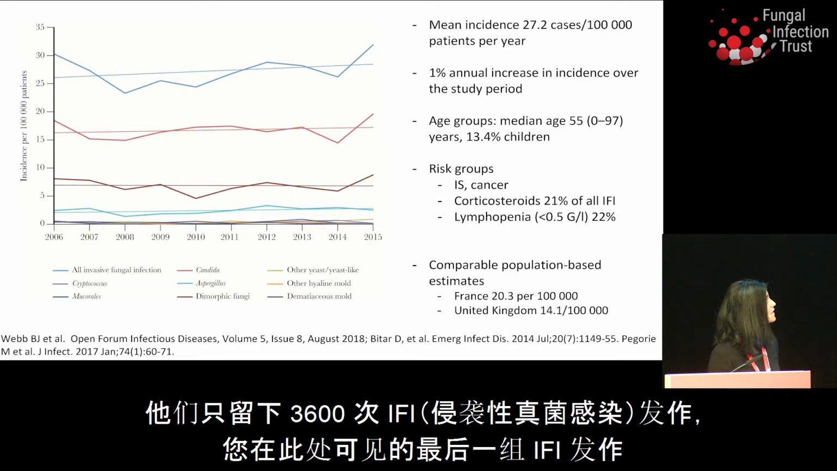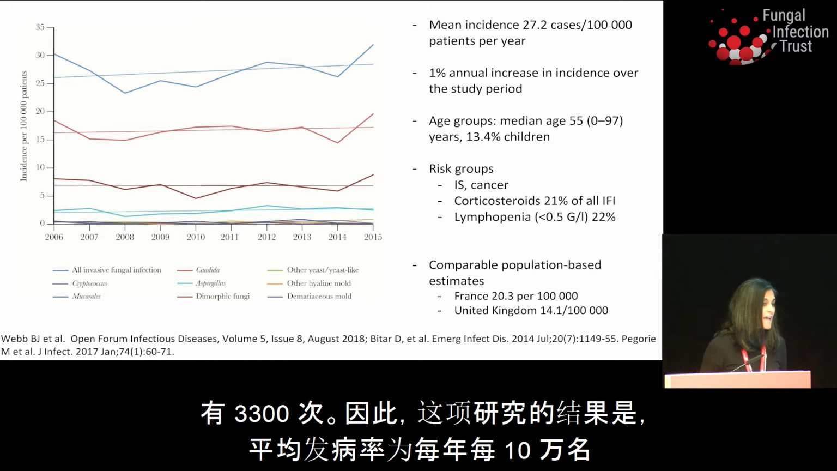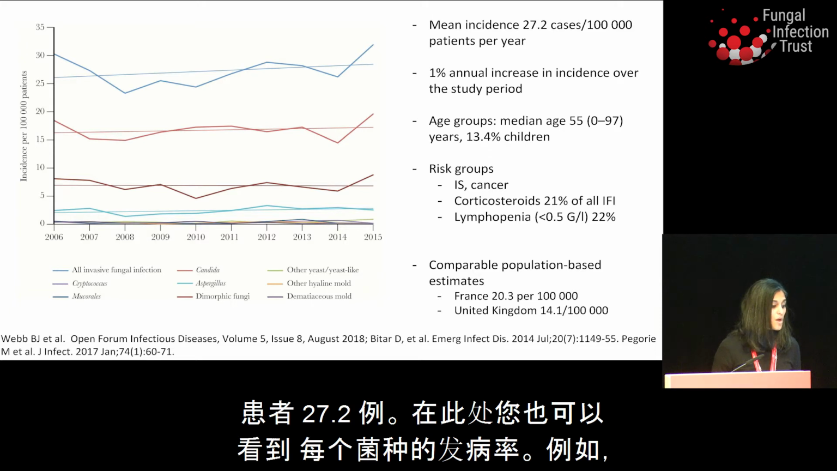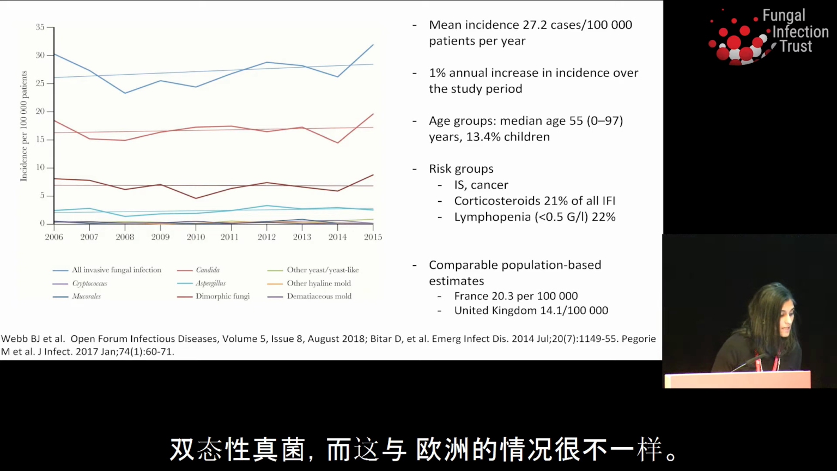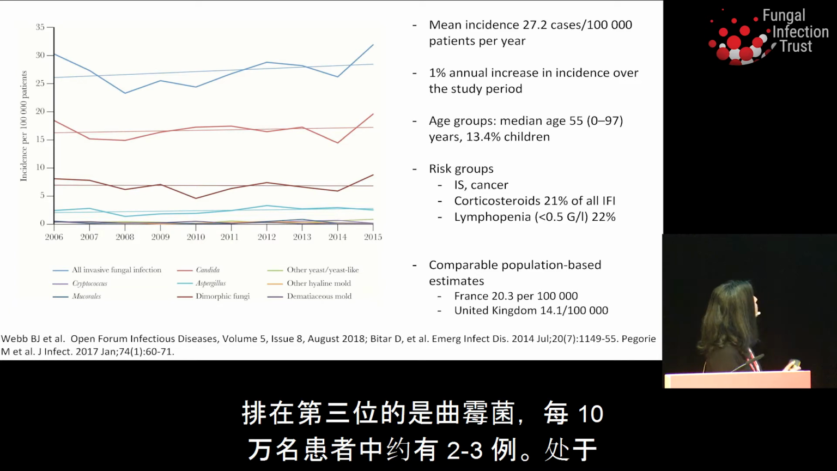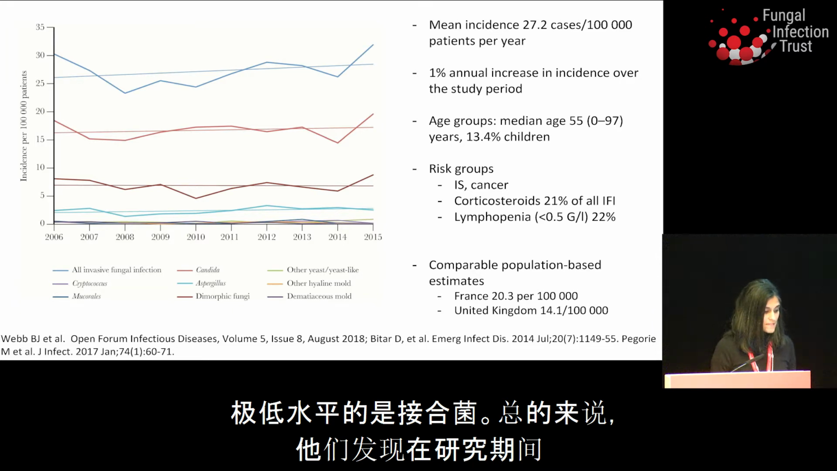The result of that study was a mean incidence of 27.2 cases per 100,000 patients per year. Here you can also see the incidence per species. The highest incidence was caused by Candida, and second, because it's an American study, dimorphic fungi, which would look very different here in Europe. Third was Aspergillus, with around 2 to 3 cases per 100,000 patients. And at the very low level are the Zygomyces.